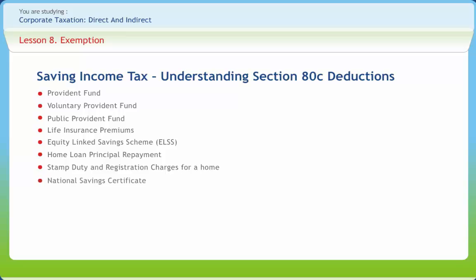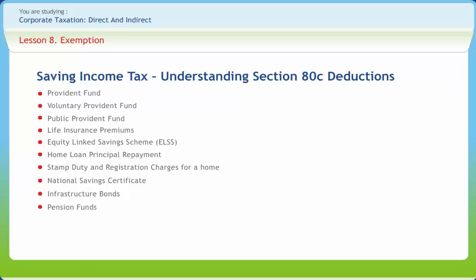National Savings Certificate (NSC). The amount that you invest in National Savings Certificate can be included in Section 80C deductions. Infrastructure bonds. These are also popularly called infra bonds. These are issued by infrastructure companies and not the government. The amount that you invest in these bonds can also be included in Section 80C deductions.